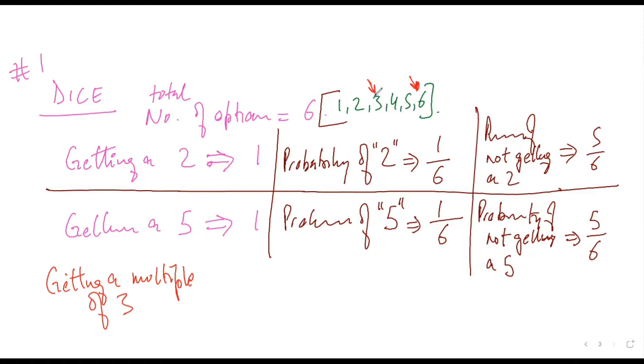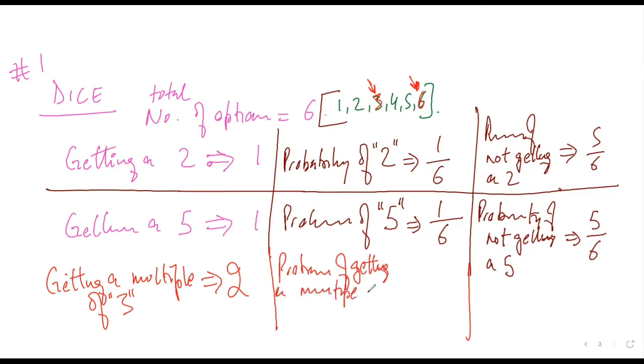Okay, so let us say getting a multiple of 3. So how many options do we have wherein we will get a multiple of 3, Mr. Satya? 2 options. So the probability of getting a multiple of 3 would be, Mr. Satya, 2/6. Do we agree to this?